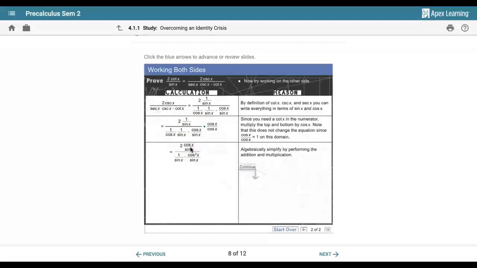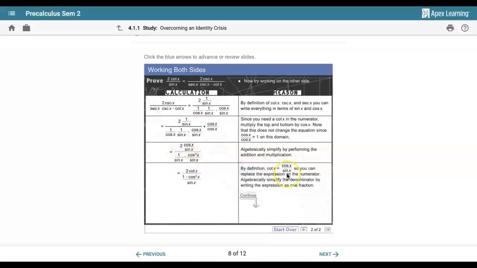An added benefit here is, since I have a cosine x in my denominator, that will cancel out with the cosine x over here. Go step by step with your cancellations so you can always check if it doesn't seem like it should work. This cosine x goes up here, and this cosine cancels with this one down here. Now I've got cosine x and sine x on top, and I've got 1 over sine x minus cosine squared x over sine x.